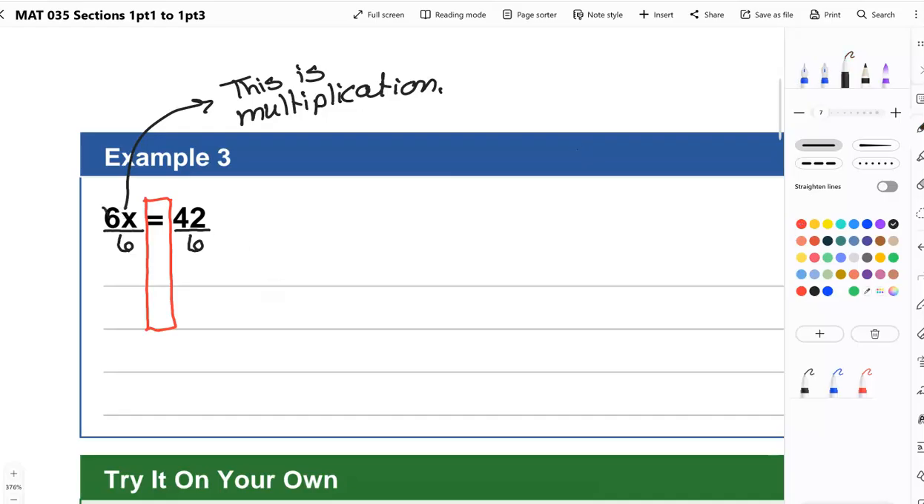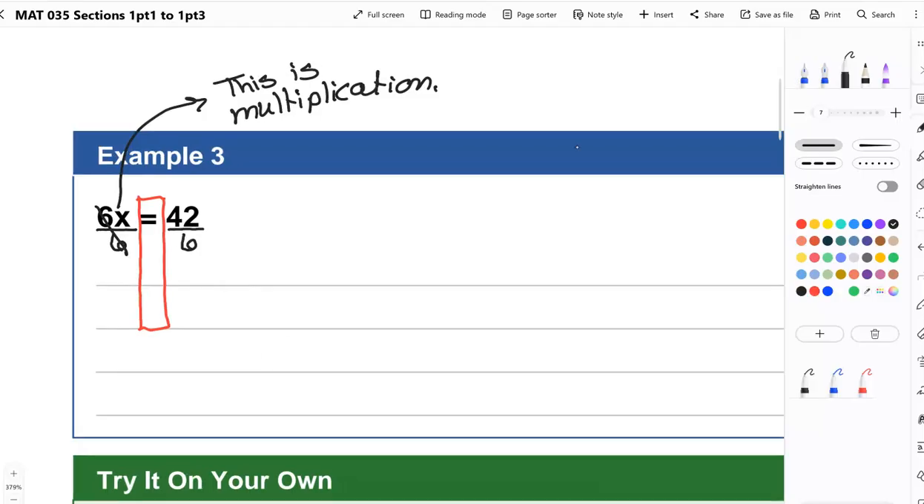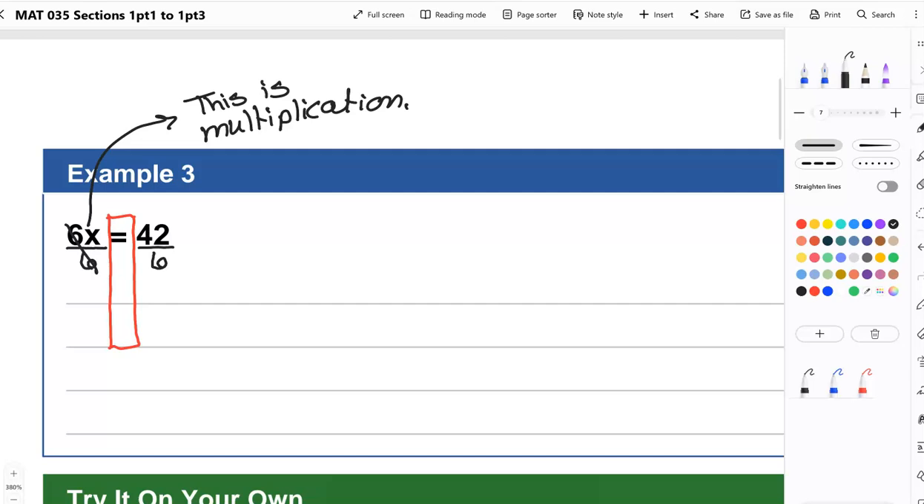So 6 divided by 6 is going to cancel out, because 6 divided by 6 is really 1. So this is understood to be 1 times x, which is just x. So I'm going to write that over here. 1 times x is the same thing as just x. And then 42 divided by 6 is 7. So there's my answer. The answer should be x equals 7. Let's check it.